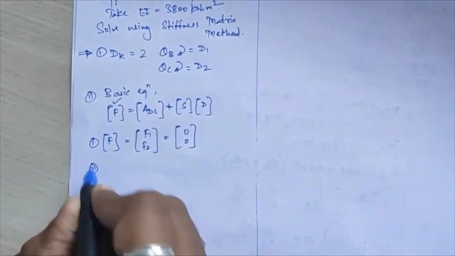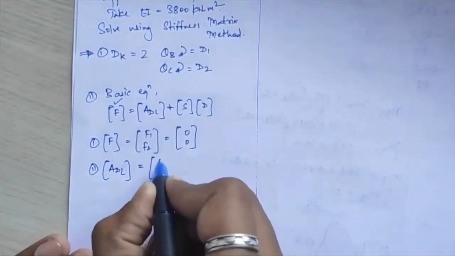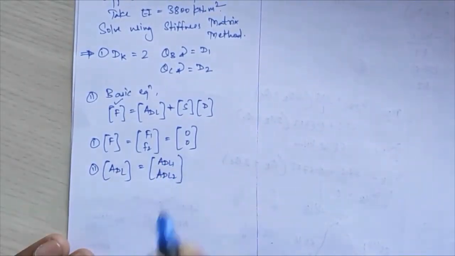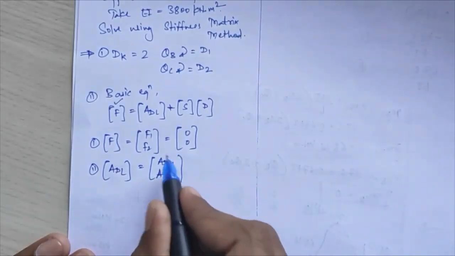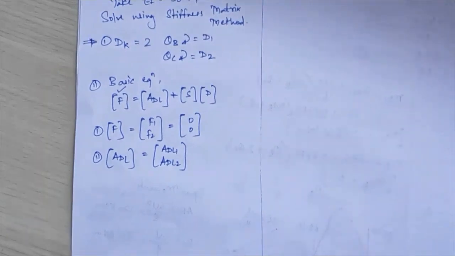Next we'll move to the ADL matrix. The ADL matrix will again have two values, ADL1 and ADL2. For this, you have to restrain the complete structure because you have to calculate the fixed end moments. ADL is what? These are the fixed end moments, or the restraint actions, corresponding moments coming due to the given load. So for that, we'll restrain your structure over here.